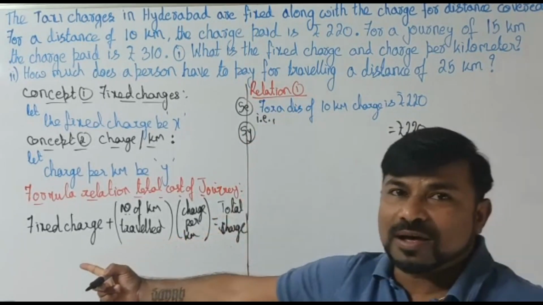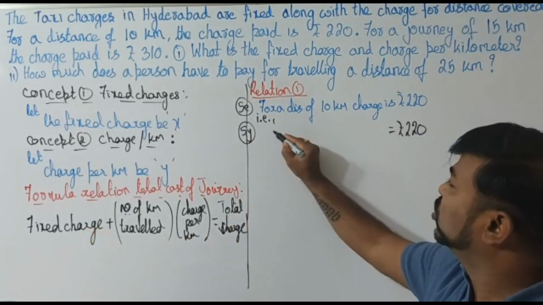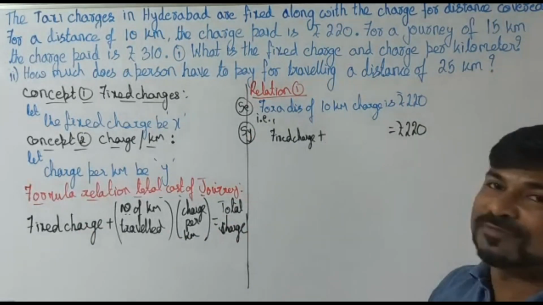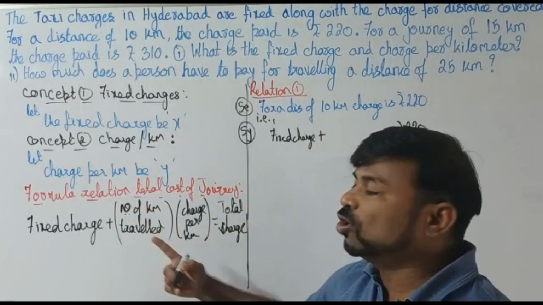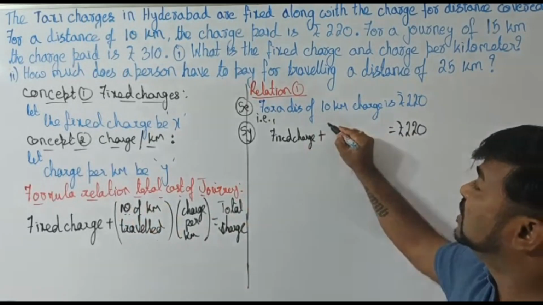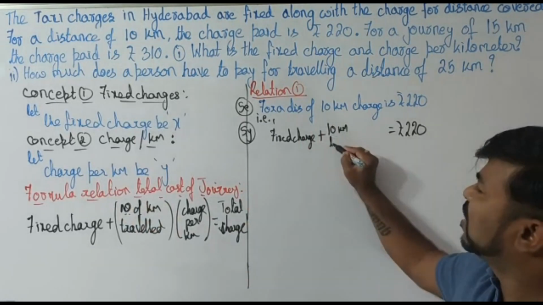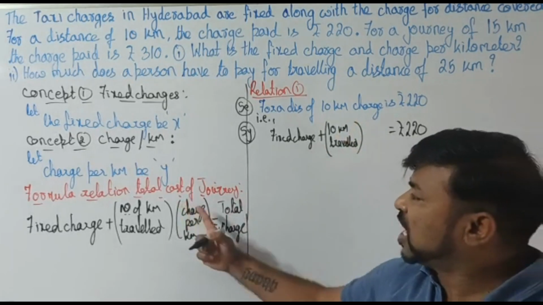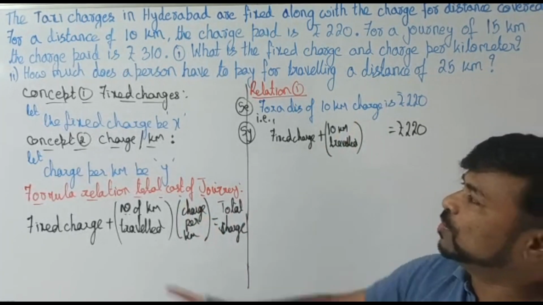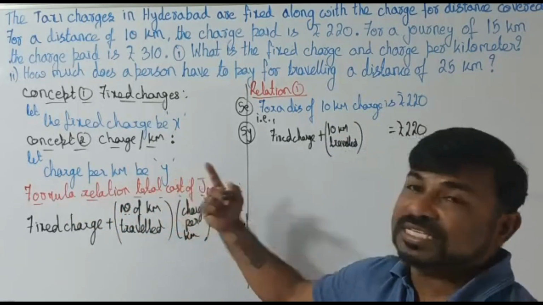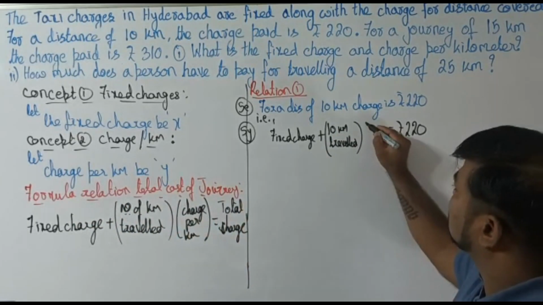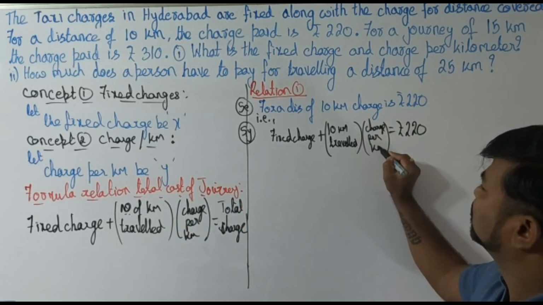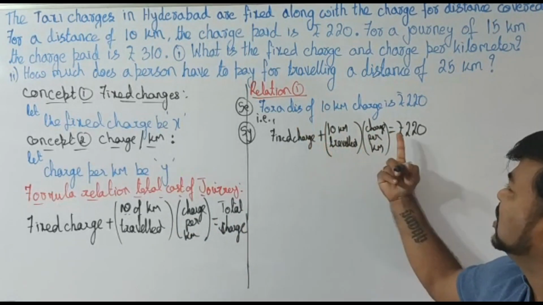Total charge, what is the formula? Total equals fixed charge, plus the number of kilometers traveled. Here, how many kilometers? 10 kilometers traveled. Times the charge per kilometer. What is the charge per kilometer we have taken? It is nothing but Y. Of course, we will plug in later on. This is sentence form; we are using the symbols here.